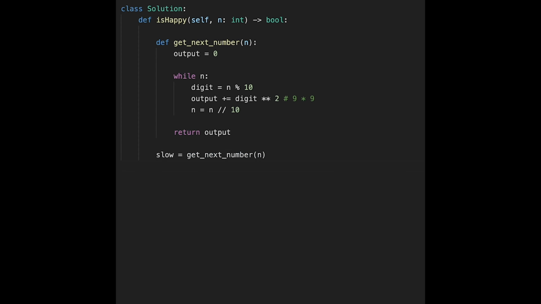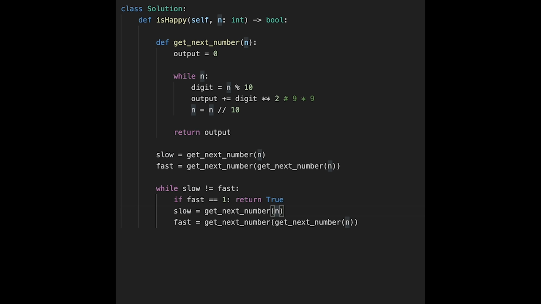And let me copy this and calculate the fast pointer. We use getNextNumber twice, so fast equals getNextNumber of getNextNumber, passing n. And then after that, while slow is not equal to fast, we continue. This is the same idea as solution 1. First of all, if the fast pointer equals 1, we can immediately return true. If not, we do the same thing like this. Let me copy this and change to slow number and fast number. Yeah, actually that's it.